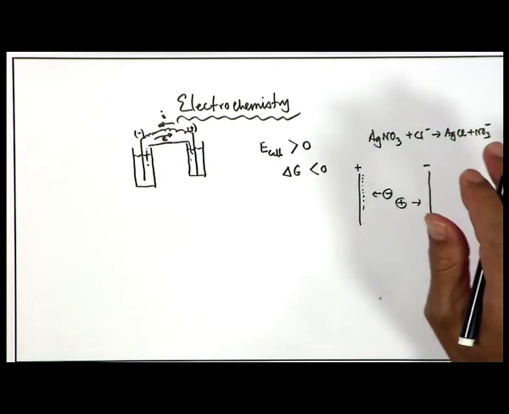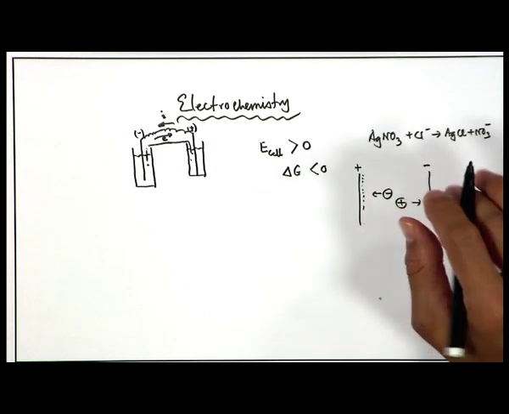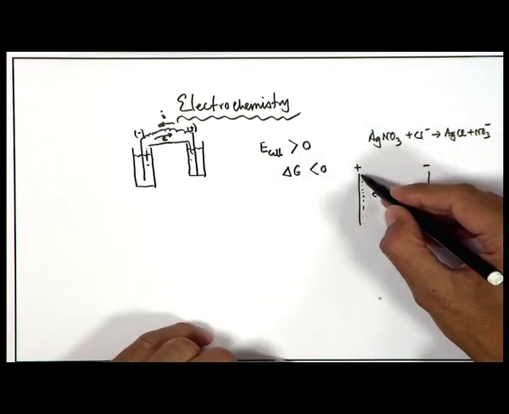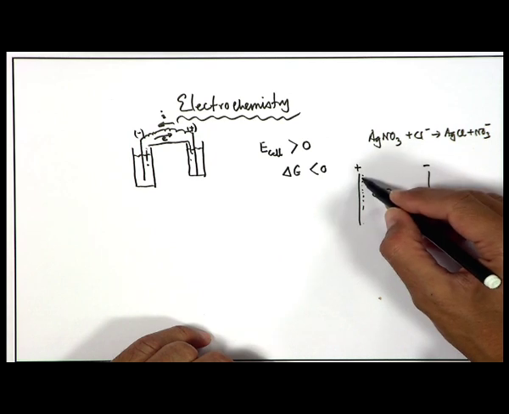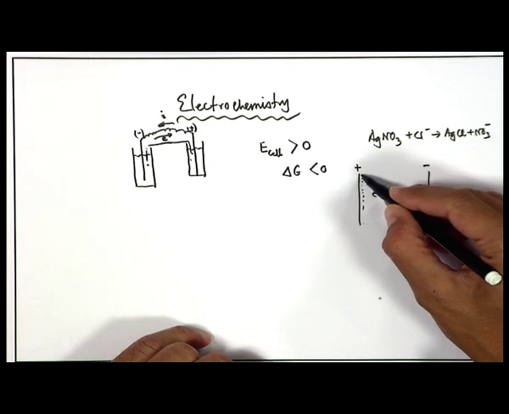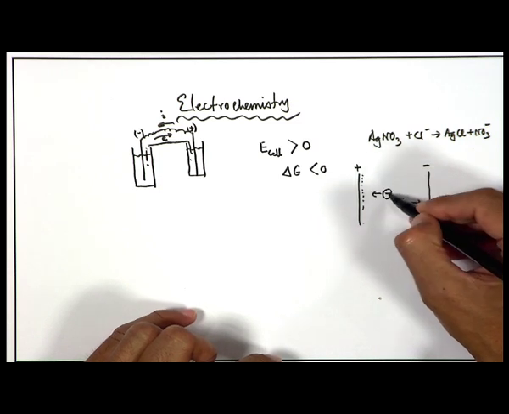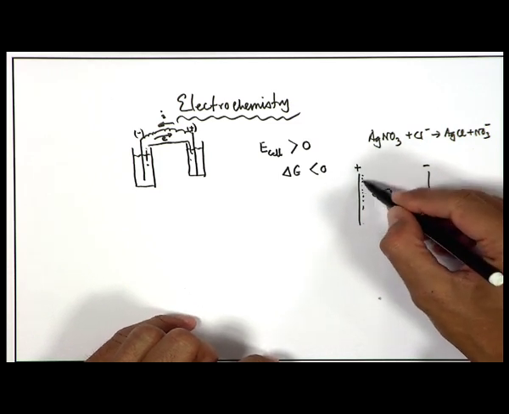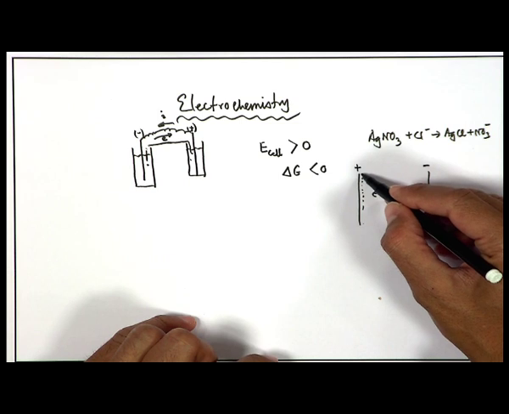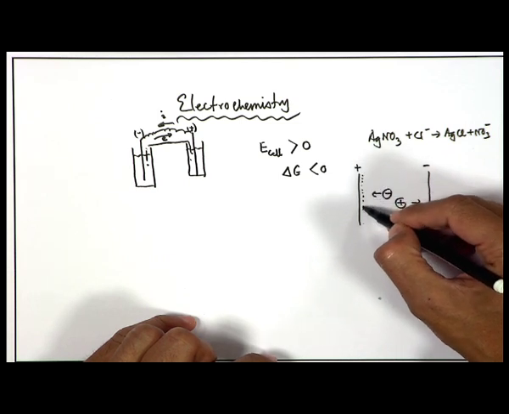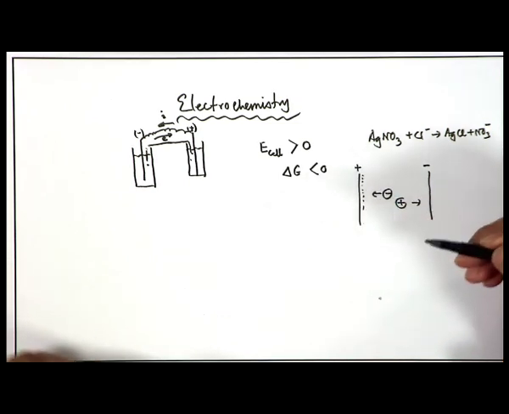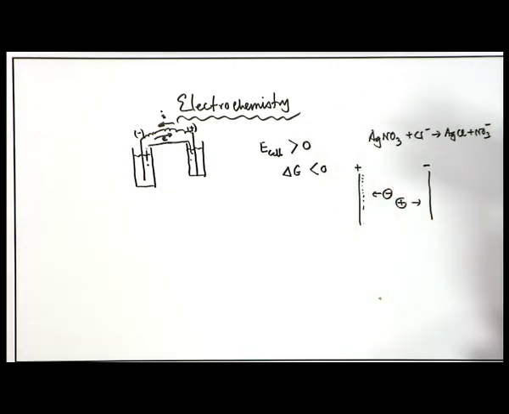So it is not as simple as that. Only when these ions come at an appreciably close separation do they face the potential of this electrode, because then they can feel the field. Otherwise, at a larger separation, the ion may not be able to feel the field. So these are a few things that you should remember.